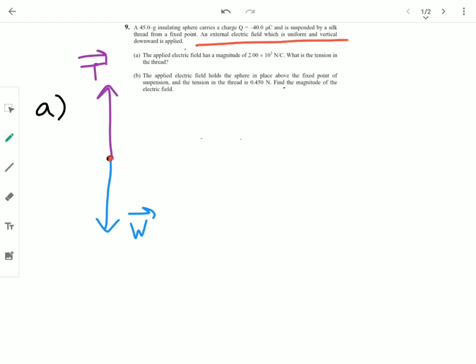Now, as we all know, the electric force is equal to the charge times the electric field. Since the charge is negative, the direction of the electric force is opposite the direction of the field. Since the field is downwards, then the force is upwards. So let me just draw the force like this. This is the electric force. Now what you have to do is find the tension.